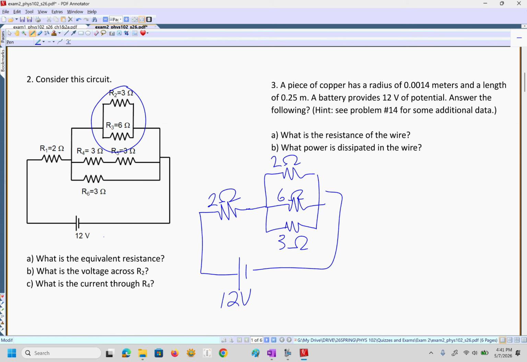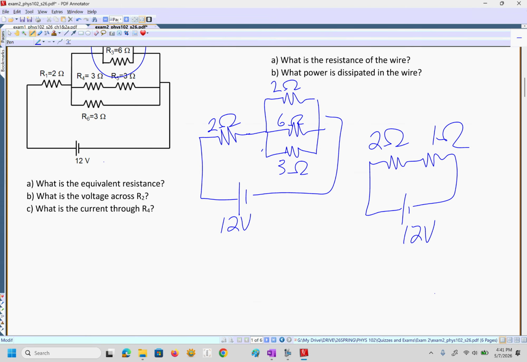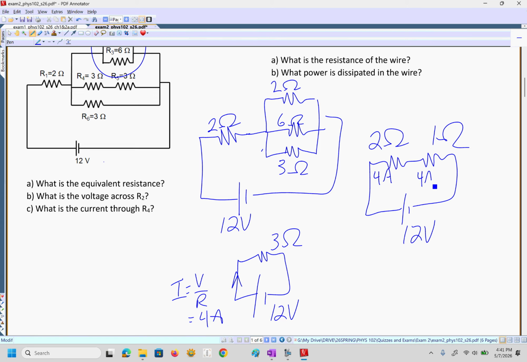The 2, 6, and 3 now are 1 ohm. So I have a 2 ohm and a 1 ohm, 12 volts. And then I can simplify that to just a 3 ohm resistor, 12 volts. That means I have a current equal to V over R, which is 4 amps. So I have 4 amps there and 4 amps there, because resistors in series have the same current, and they have the same current as their equivalent. If I have 4 amps, that means I have 8 volts, because V is equal to IR, 4 times 2, and here I'd have 4 volts.